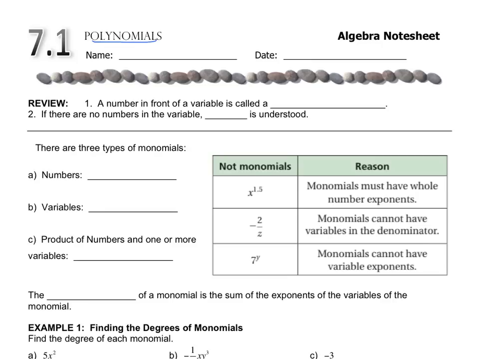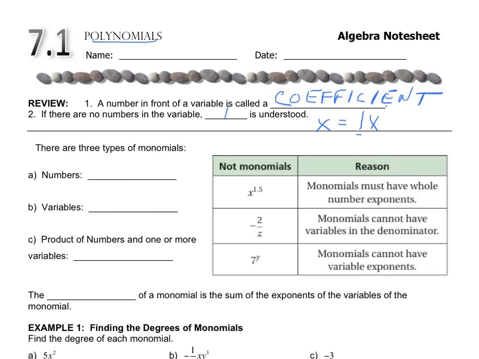Today we're going to talk about polynomials. For a quick review, a number in front of a variable is called a coefficient. If there are no numbers in front of the variable, the number 1 is understood. For example, when we say the variable x, we know that really means 1x, where 1 is the coefficient of x. There are three types of monomials.